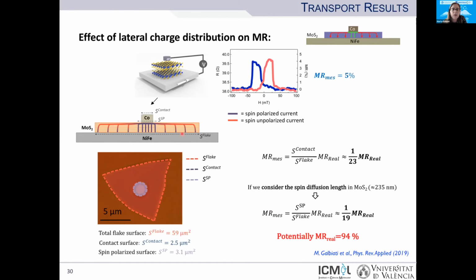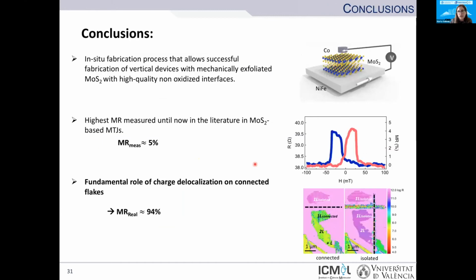effect. And we think this is very important, beyond the optimization of the interfaces, which for sure is extremely important. This effect was quite overlooked until now in the literature, and we believe it is necessary to take it into account in the future to be able to optimize and improve the performance of this kind of devices. So this just brings me to my conclusion.